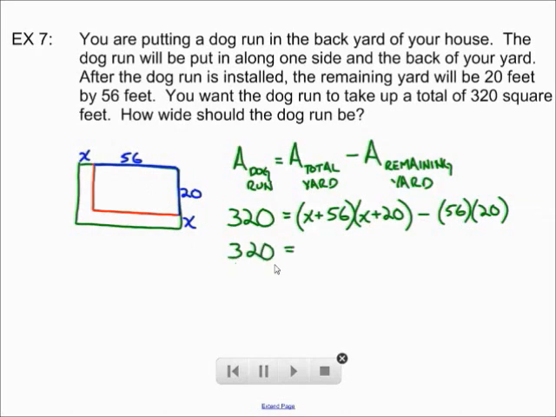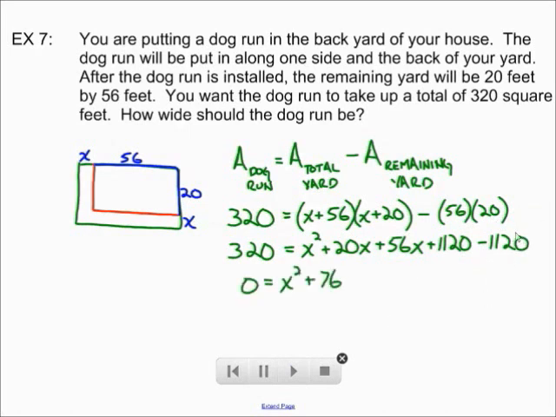Alright, so we can first of all start by multiplying and simplifying the right side here. Okay, x times x is x squared, x times 20 is 20x, 56 times x is 56x, and 56 times 20 is 1120. We also have 56 times 20, which is 1120 here. Put this in standard form. Obviously, those cancel out, and we'll subtract 320 from both sides.